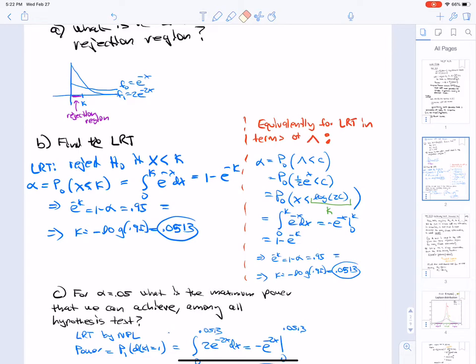Now you could have done this also without thinking and just doing this in terms of lambda, and you would have gotten exactly the same thing, but I think it's much wiser to try and graph the distribution, because we know the null and alternative distributions are functions of x. Right now we don't know the distribution of gamma. That will come in section 9.5.